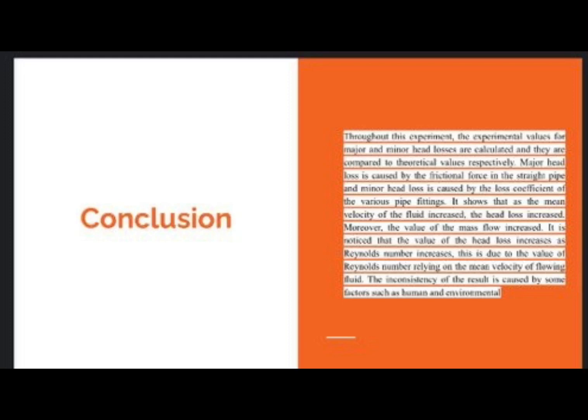As for the conclusion, throughout the experiment, values for major and minor head losses are calculated and compared to theoretical values respectively. Major head loss is caused by frictional force in the straight pipe, and minor head loss is caused by the loss coefficient of various pipe fittings. It shows that as the mean velocity of the fluid increases, the head loss increases. Moreover, the value of the mass flow increases. It is noticed that the value of the head loss increases as Reynolds number increases. This is due to the value of Reynolds number relying on the mean velocity of the flowing fluid.